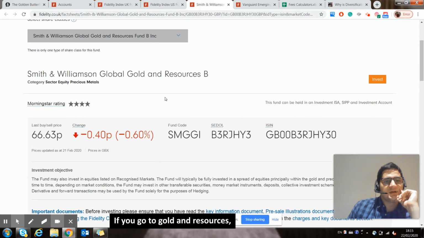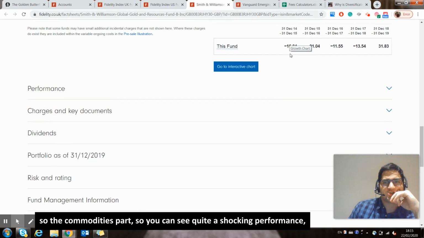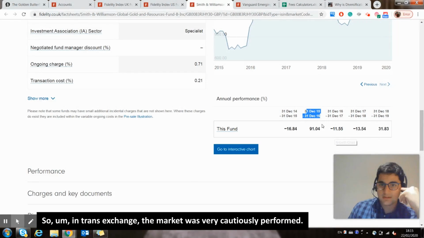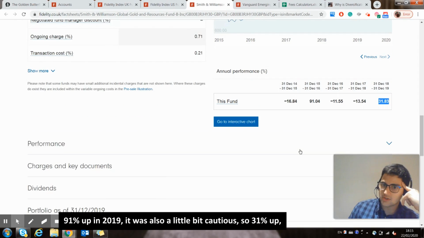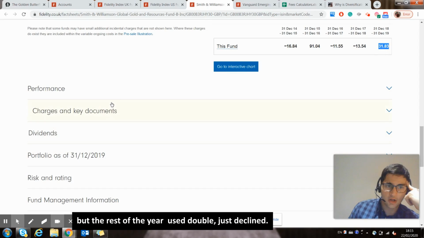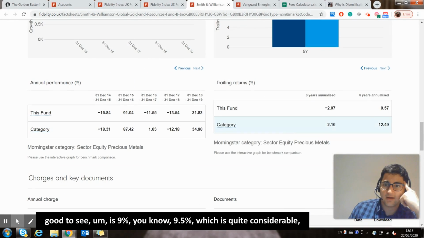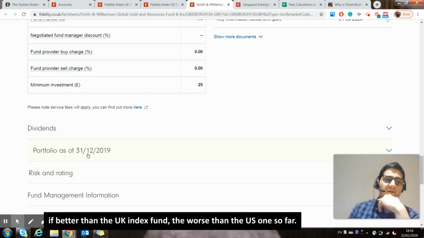If we move to gold and resources, so the commodities part, you can see quite a shocking performance, but it usually performs when the market is very cautious. So in 2016, the market was very cautious, so it performed 91% up. In 2019, it was also a little bit cautious, so 31% up, but the rest of the years are double-digit declines. But if you compare the performance of the last 5 years, it's quite good to see. It's 9.5%, which is quite considerable. It's better than the UK index fund, but worse than the US one so far.